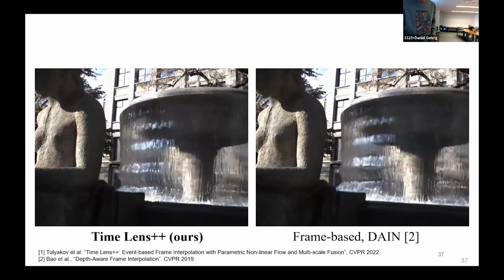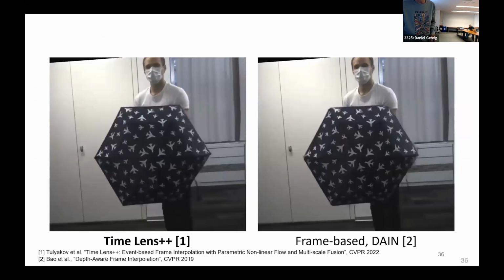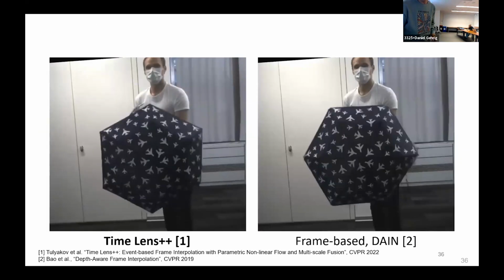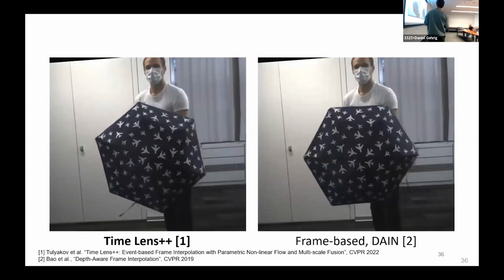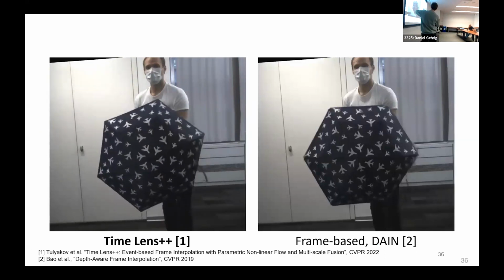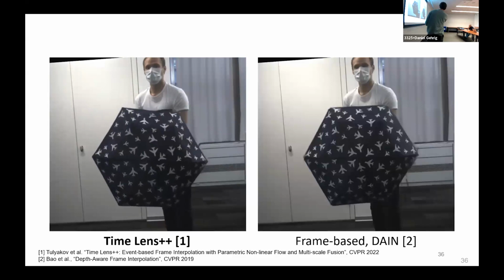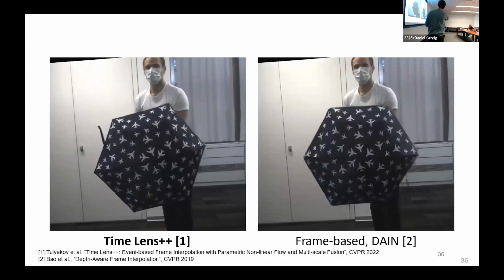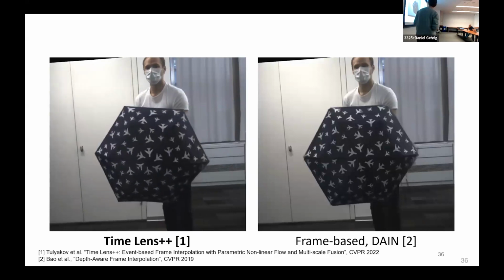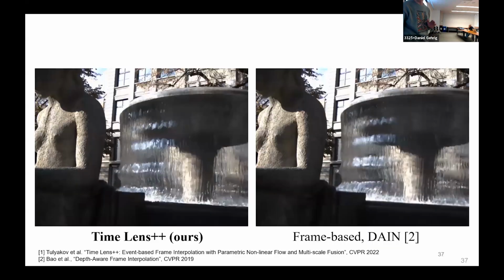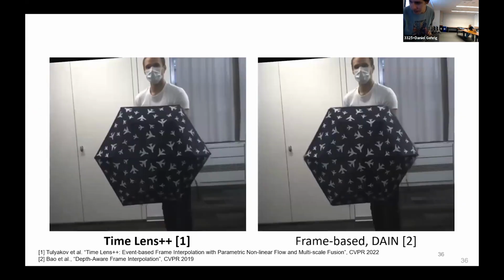Finally, here are some results of frame interpolation. One of them is due to enhanced nonlinear motion estimation. Here you can see that during rotation, the corners of the umbrella actually describe a circular motion, and it is quite challenging to model with a frame-based sensor. Yeah, this video doesn't work, sorry.